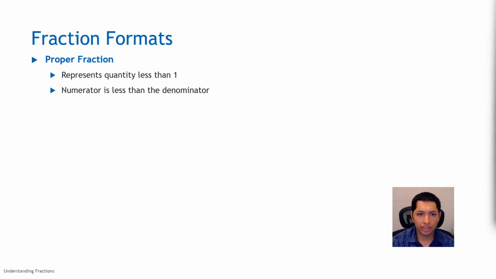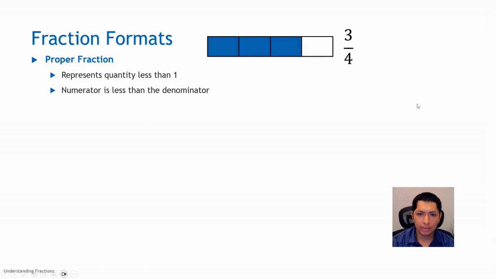Fractions come in 3 formats. The most common format that you will see is the proper fraction. A proper fraction always represents quantities less than 1, and in order for this to be true, the numerator is always a number of value less than the denominator. So if we see here the rectangle we saw earlier, the numerator is 3, which is a value less than 4. And again, looking at the shaded portion, it represents that the amount of shaded portions is less than the number of pieces that it makes up.